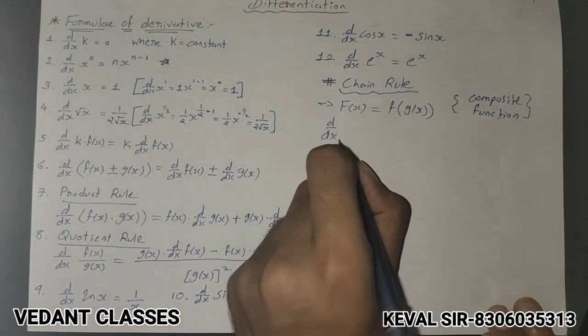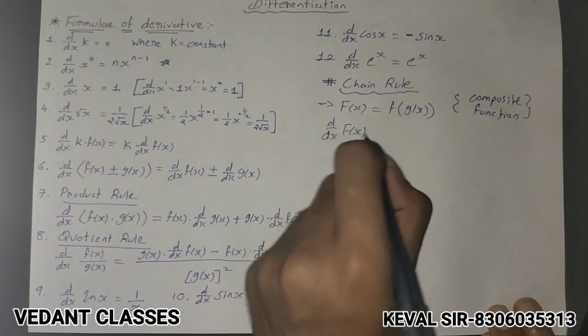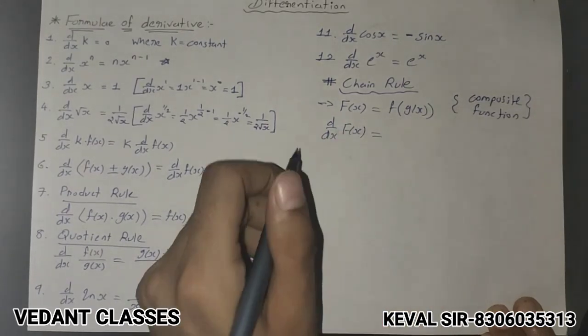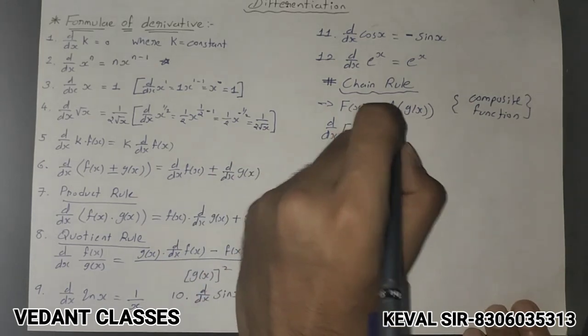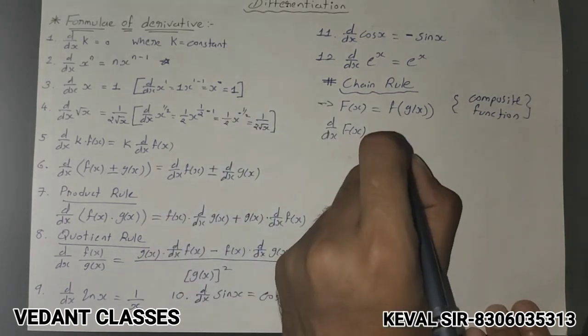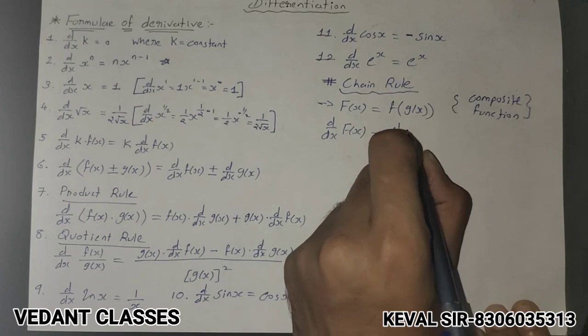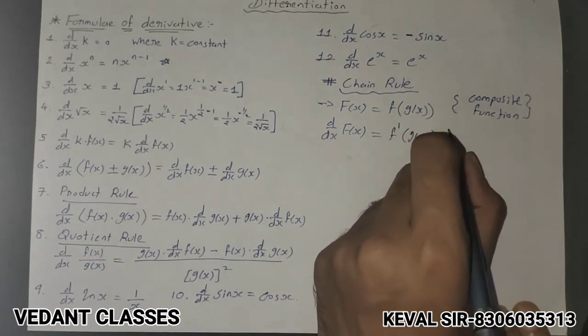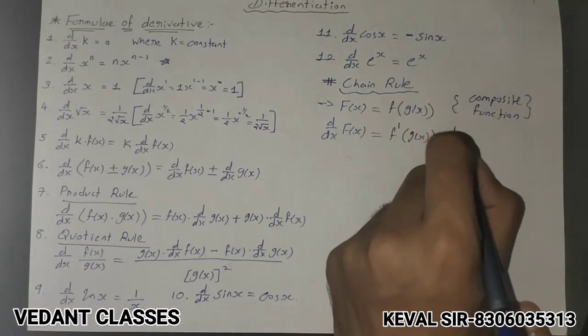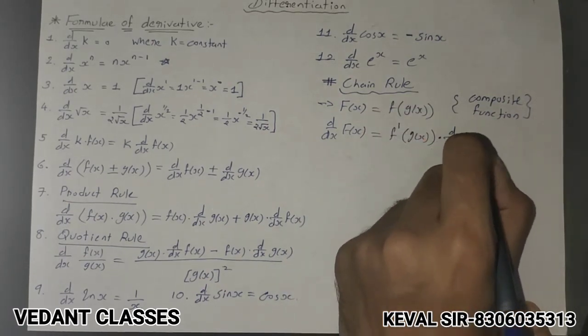How can we carry out the derivative of this kind of function? First of all, you need to carry out the derivative of the function f. So it will be f dash of g of x, and then carry out the derivative of g of x. So this will be d by dx of g of x.